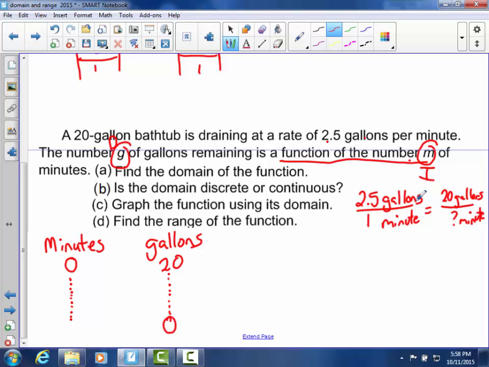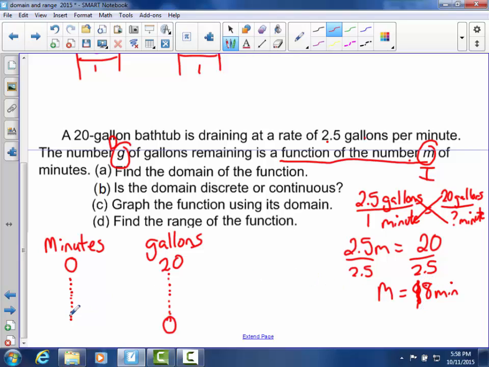I could do the cross multiplication, and we'll just call that 2.5x, or 2.5m, is equal to 20. So if 2.5m equals 20, then when 20 gallons have drained, 18 minutes. Is it 18? That's not right. It's just 8. Silly me. Okay, 8 minutes would have passed.